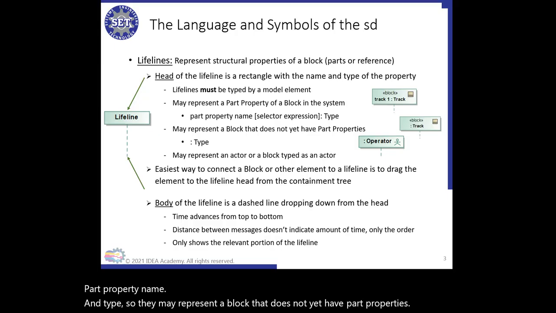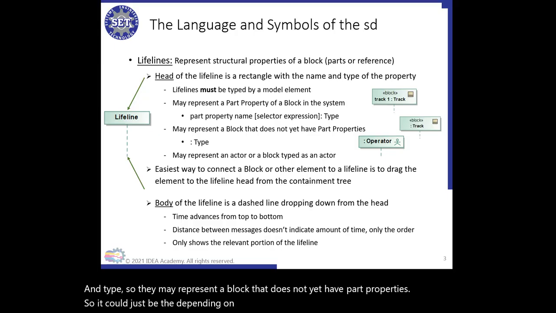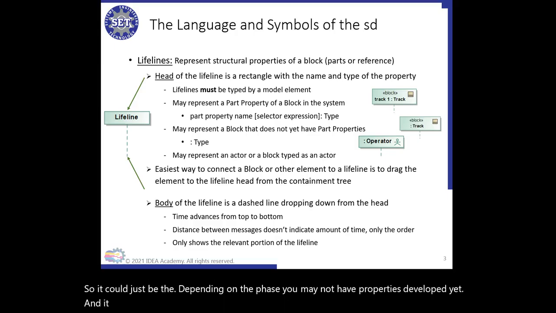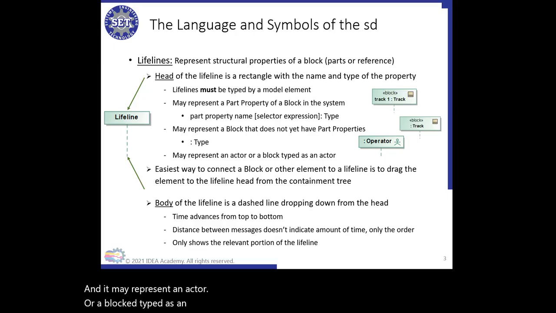They may represent a block that does not yet have part properties. Depending on the phase, you may not have properties developed yet. And it may represent an actor or a block typed as an actor. See, the operator block there is an actor block. The easiest way to connect a block or other elements to a lifeline is to drag the element to the lifeline head from the containment tree.